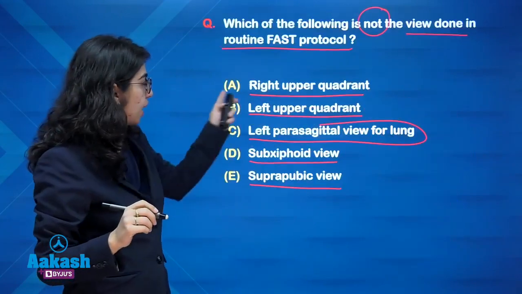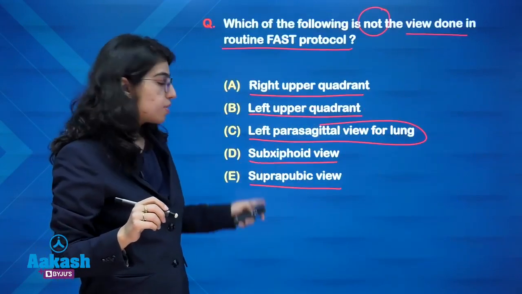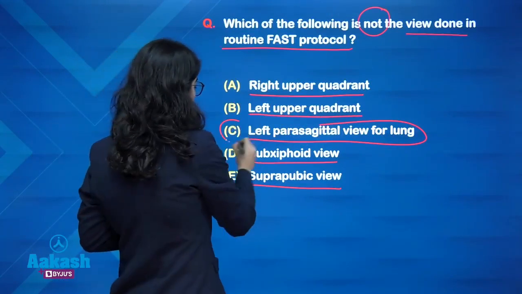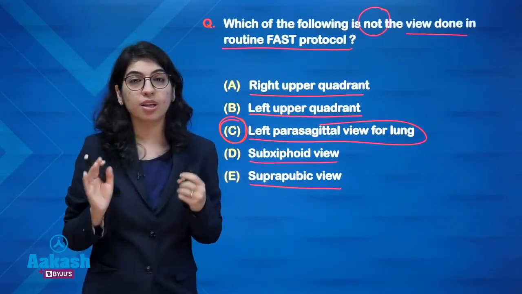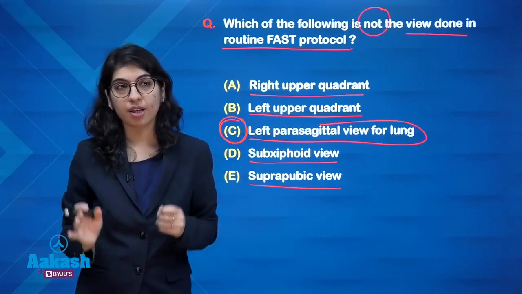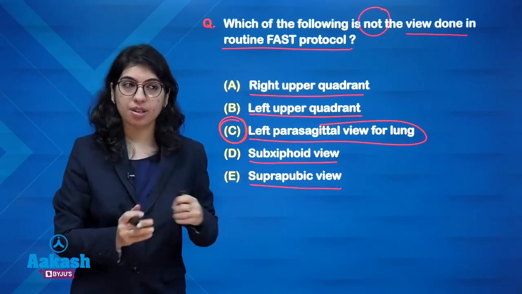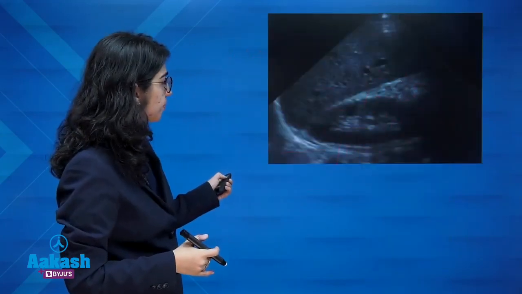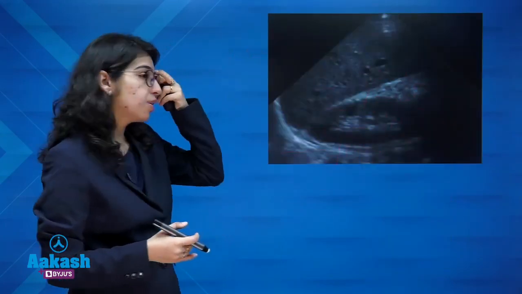Understanding? So right upper quadrant, left upper quadrant, subxiphoid and suprapubic views. Left parasagittal view for the lungs, remember, is the view for the lungs. We are not looking at the lungs in the routine FAST scan. Lungs are seen in E-FAST. I am going to teach you that further. Clear with this?